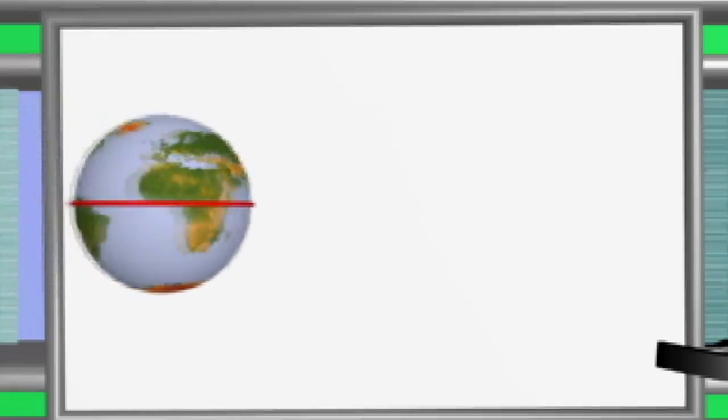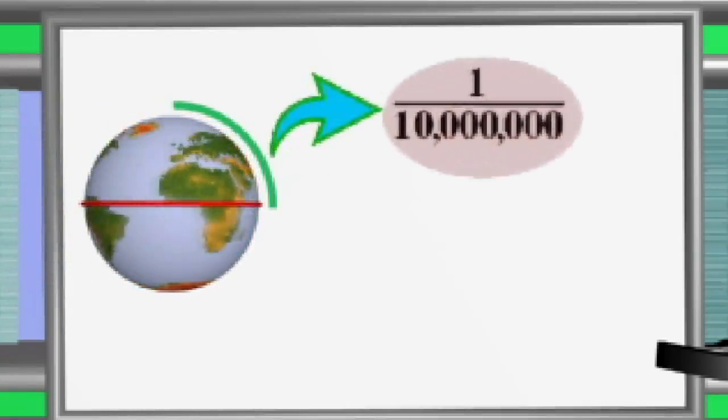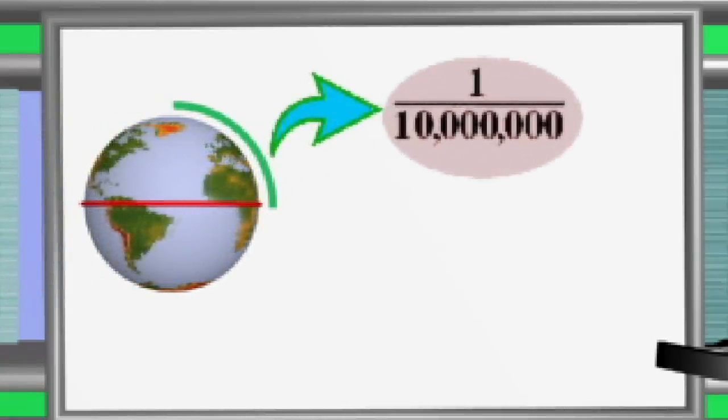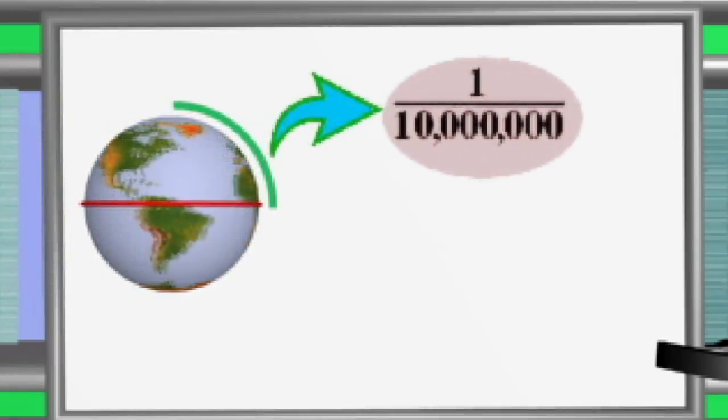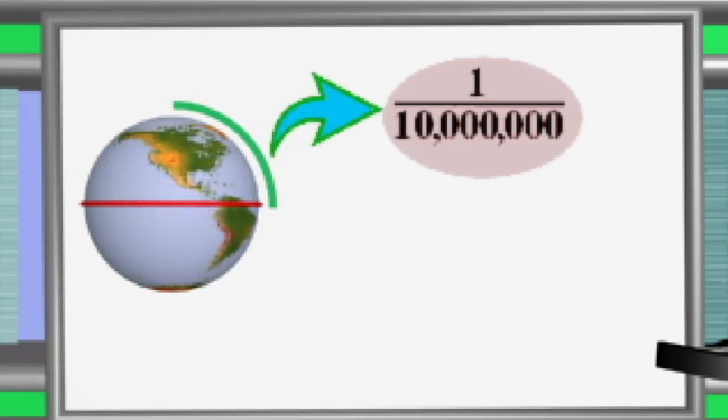Unit of length. In 1792, scientists defined 1/10,000,000th of the distance from the North Pole to the equator as 1 unit of length. That means 1 meter. This definition was later dropped for practical reasons.